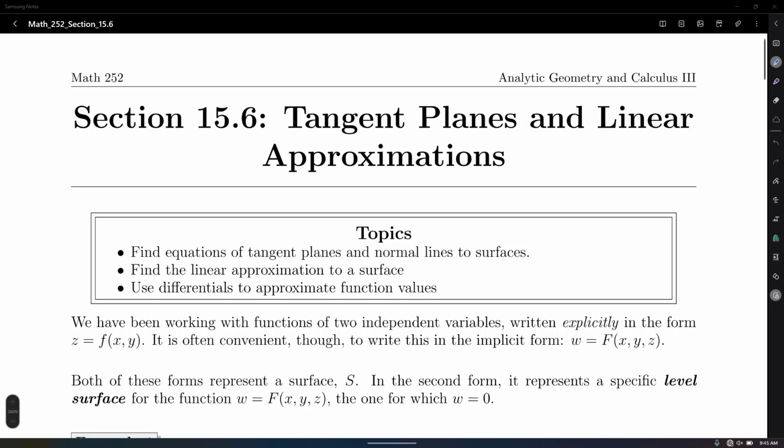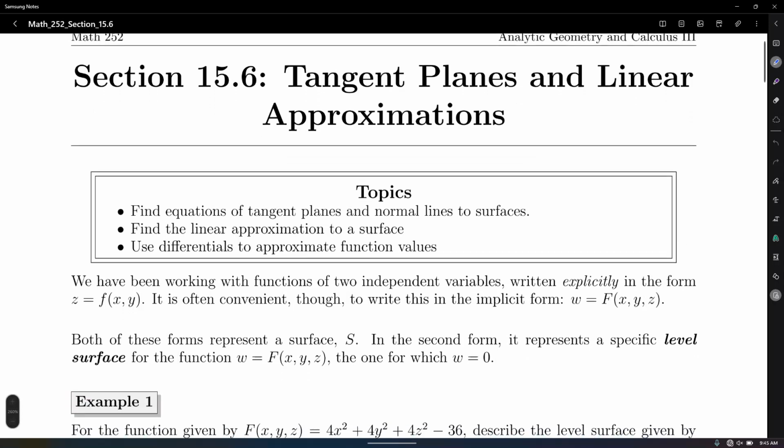15.6, tangent planes and linear approximations. In the same way, you use derivatives to compute many applications. We don't have to list them all, but you already know. One of the most immediate applications of finding the derivative is to find the equation of the tangent line at a given point. But what is the 3D version of this situation?